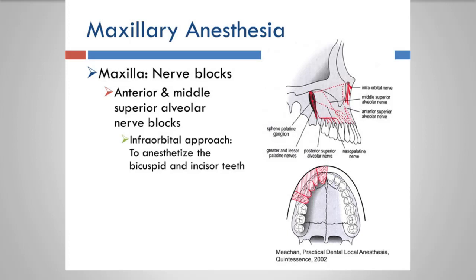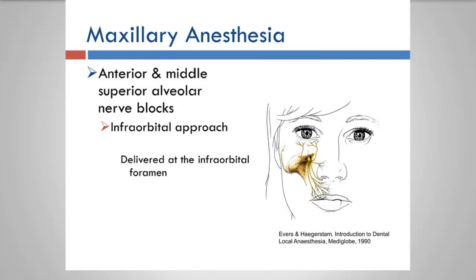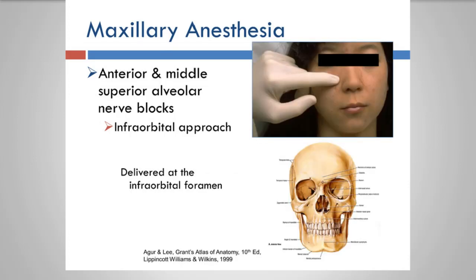Okay, so for the anterior, the standard technique that we're usually taught in dental school is the infraorbital approach, which is we're going to try to get the needle up near this infraorbital foramen, and hopefully the anesthetic will work back and get the anterior and middle superior alveolar nerves to anesthetize these anterior teeth for us. That's our aim with this injection technique. So we're going to deliver the anesthetic at the infraorbital foramen, which is just below the rim of the orbit.